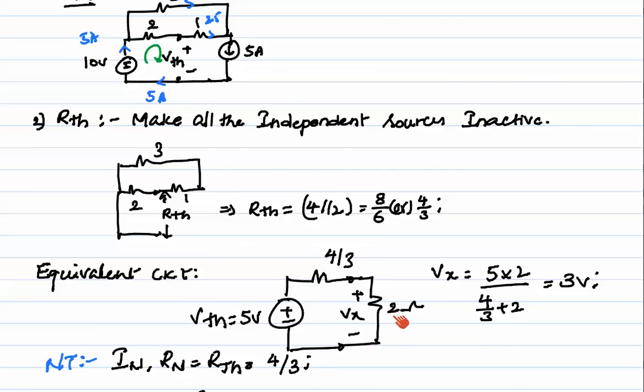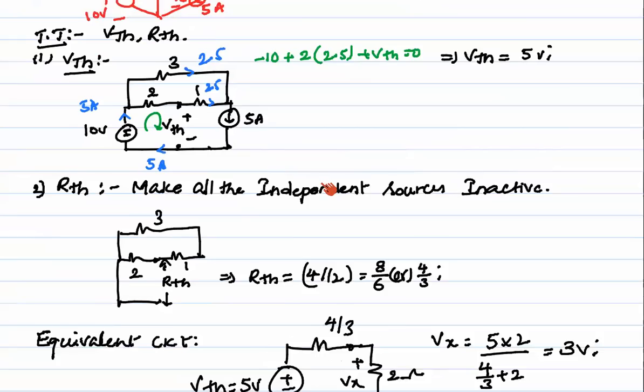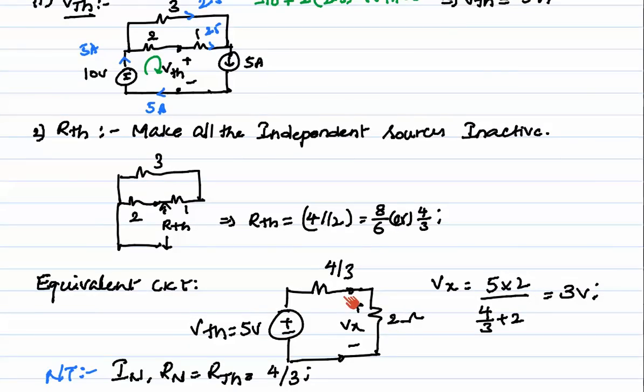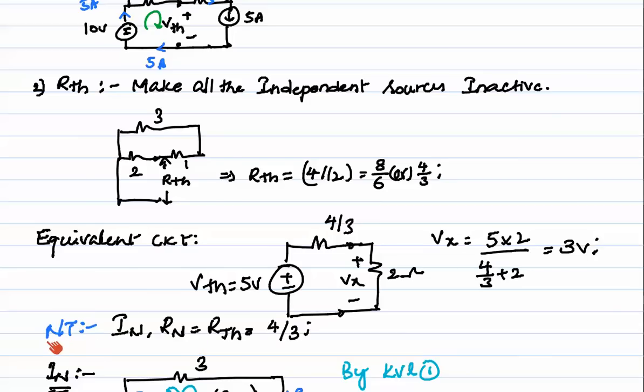Now here we need to find Vx. So Vx across 2 ohms. So from this network, by voltage division rule, what can we get? Vx is equal to 5 into 2 divided by 2 plus 4 by 3, we will get 3 volts here. And similarly, now we'll solve the same problem with Norton's theorem.